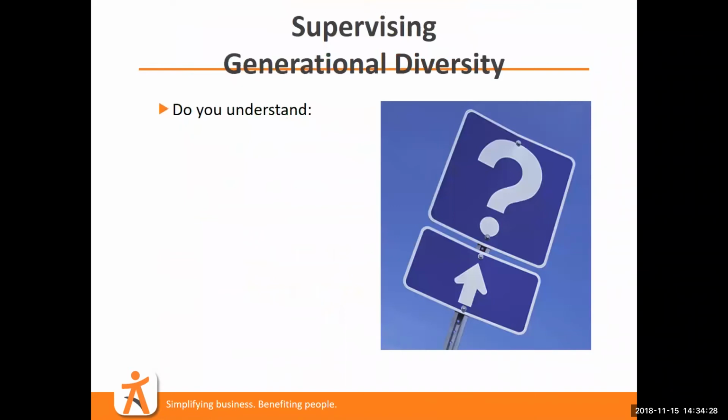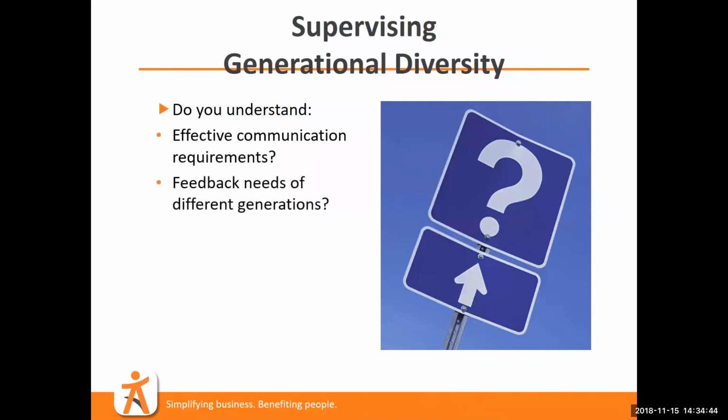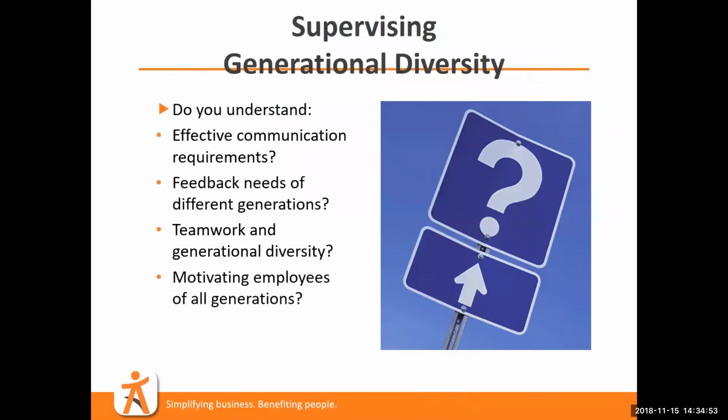Let's switch gears to supervising generational diversity. Let's take a moment to make sure you understand all the information presented in the previous slides. You understand what we said about communicating effectively with all generations, the different feedback needs of different generations, teamwork and generational diversity, motivating employees of all generations, and training and development for all employees. Knowledge of this information will help you better manage generational diversity and provide the best supervision for all employees.